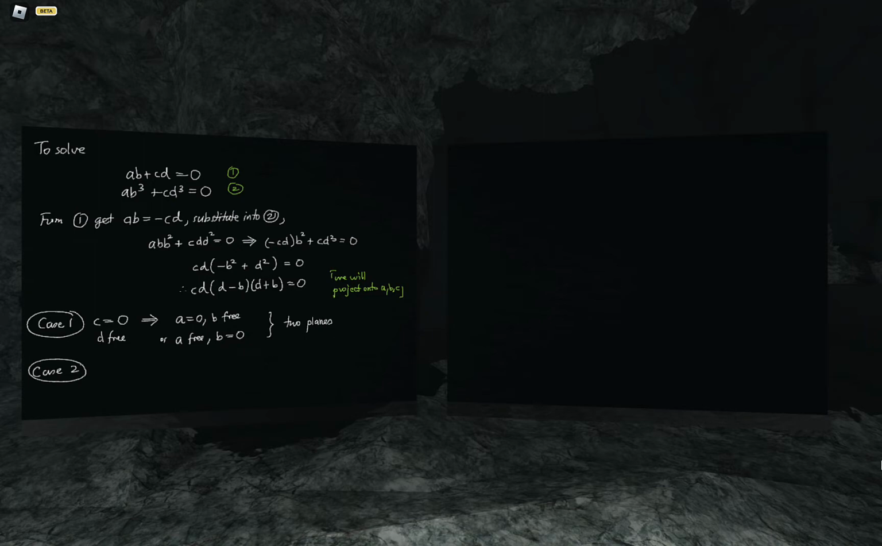So case 2, these are not disjoint exactly, right? So D is 0, C is free, and same.